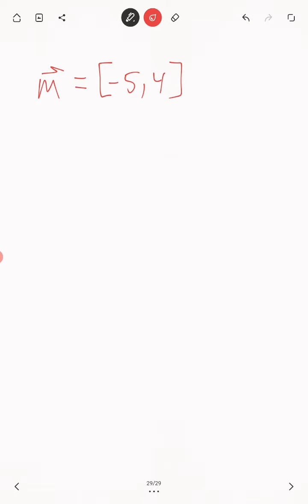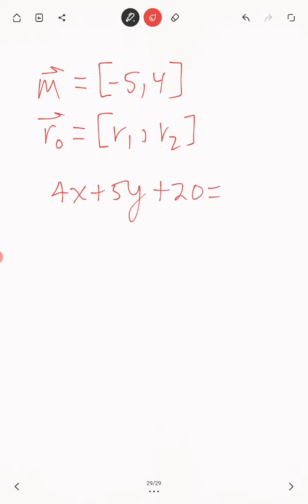So we have a direction vector for the line. What else do we need? We need a position vector for the line. Let's call it R1, R2. Well, a position vector for the line starts at the origin and ends at any point on the line. So do we know any point on the line? All we know so far is that the scalar equation of the line is 4x plus 5y plus 20 equals 0. But we could easily use that equation to get any point on the line.